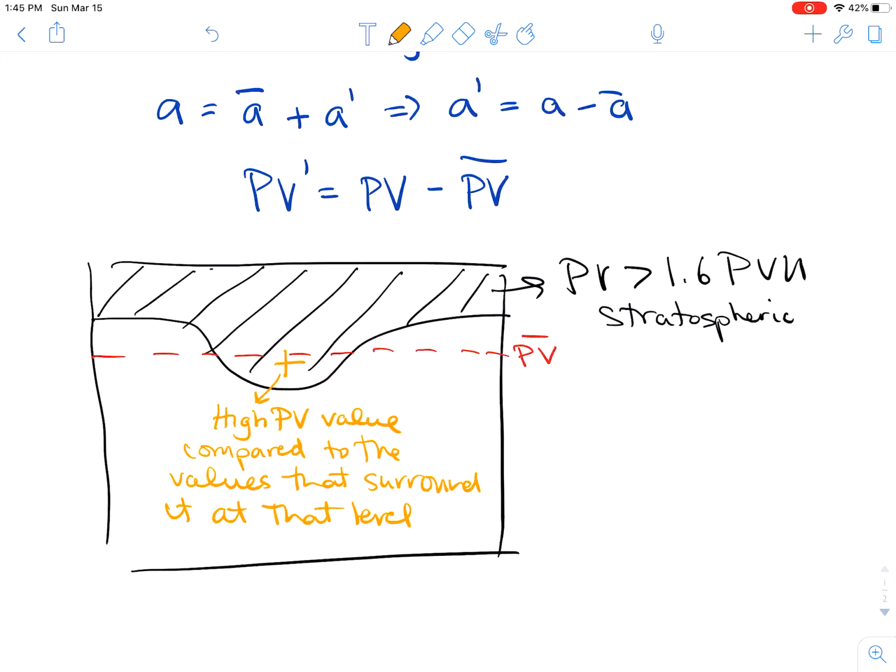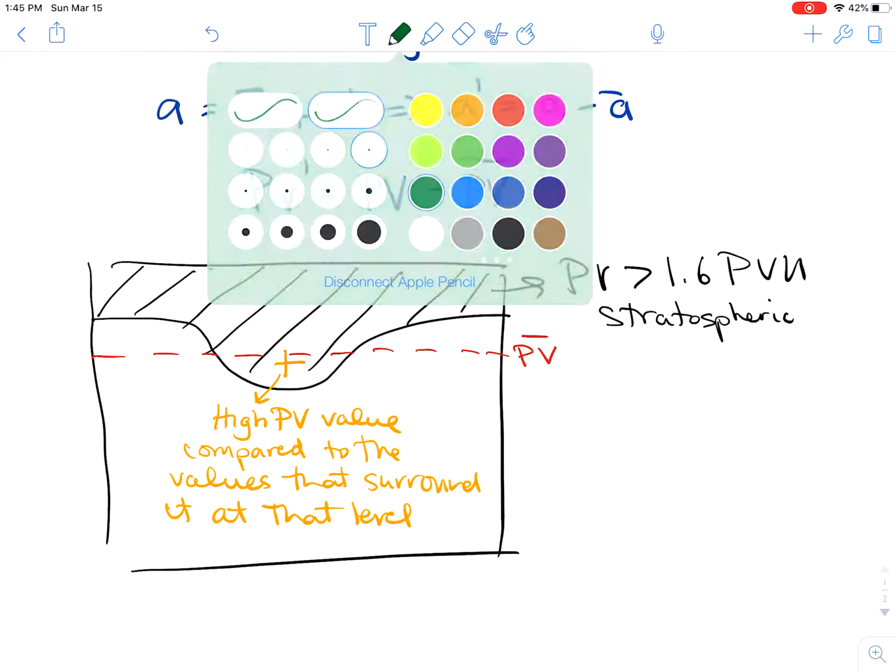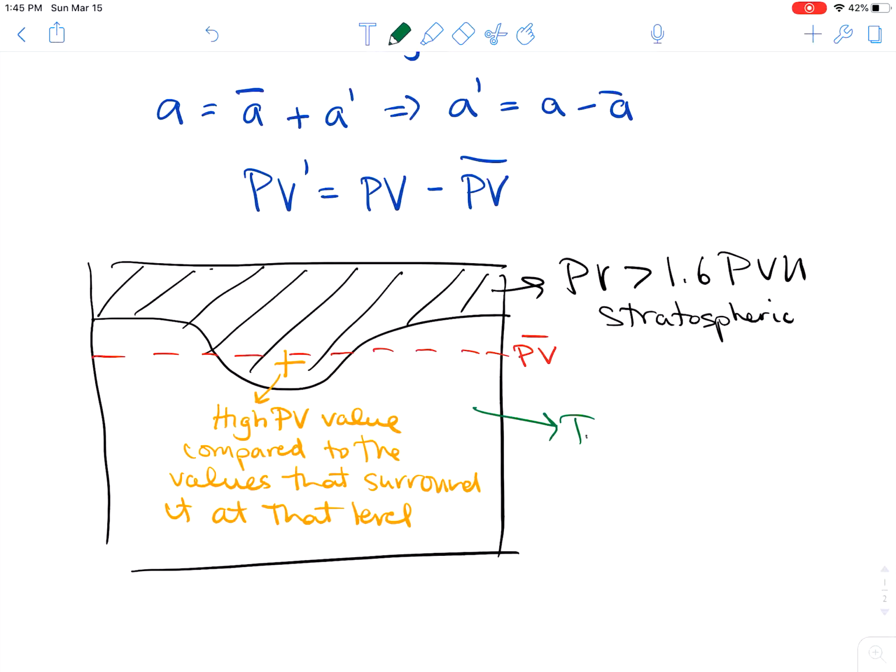How do we know that is the case? Well, we know that our air in the troposphere would have PV values less than 1.6 PVU. And so if we're less than 1.6 here, less than 1.6 here, but greater in the middle, we know that this then is an anomalously high value at this given PV level.